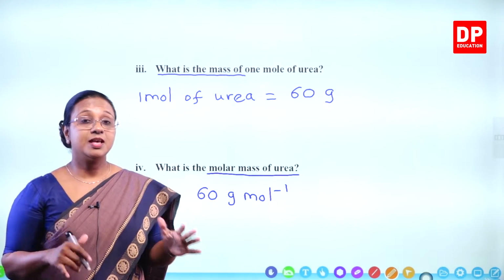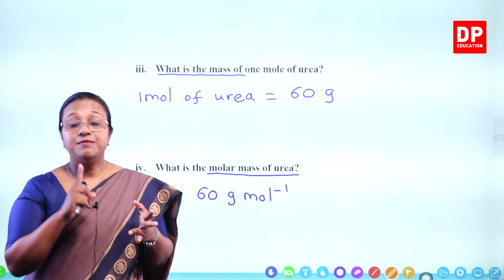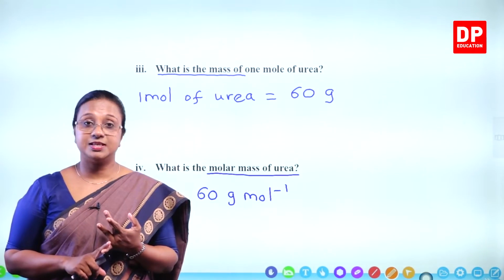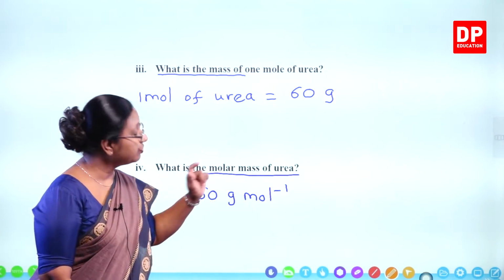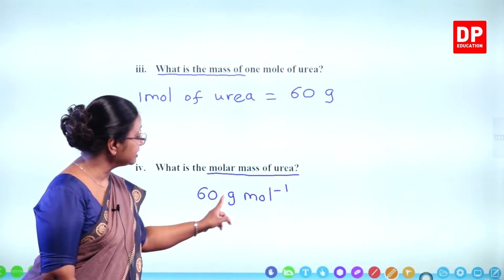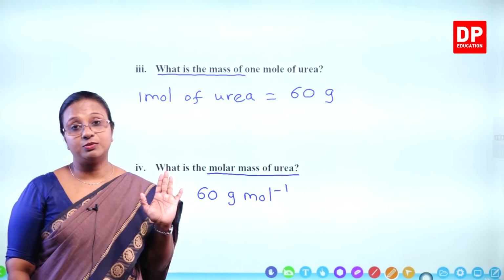The difference: relative molecular mass, no unit. If they ask you the mass, you have to say 1 mole is equal to 60 grams. And if they ask you for the molar mass of urea, you have to write it as 60 grams per mole. I am sure it's clear to you now.